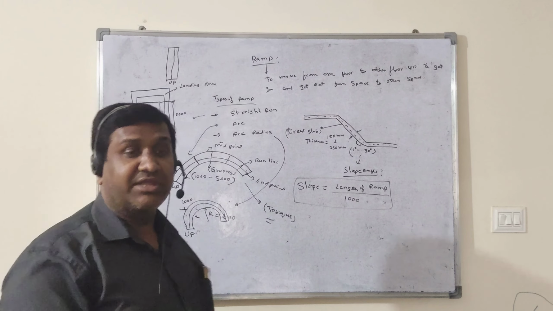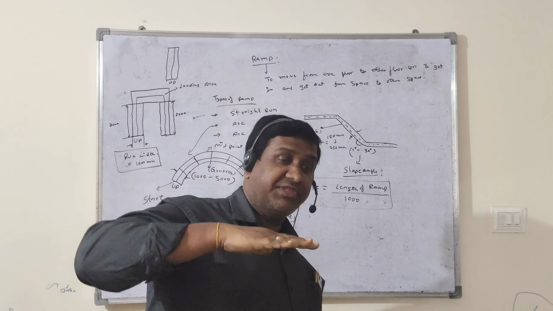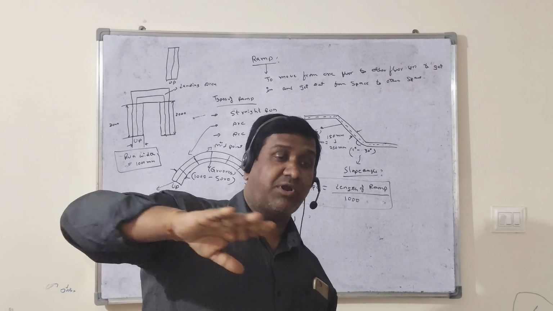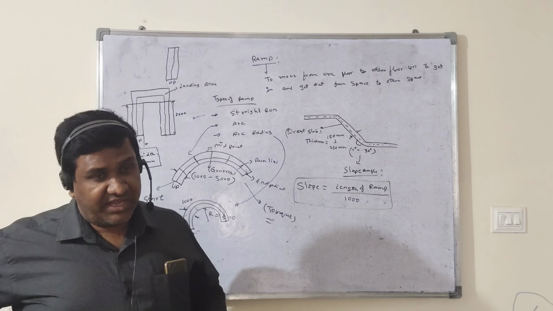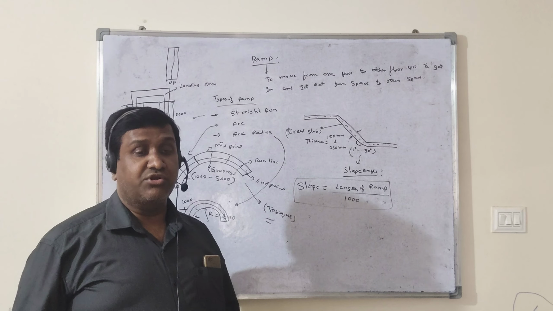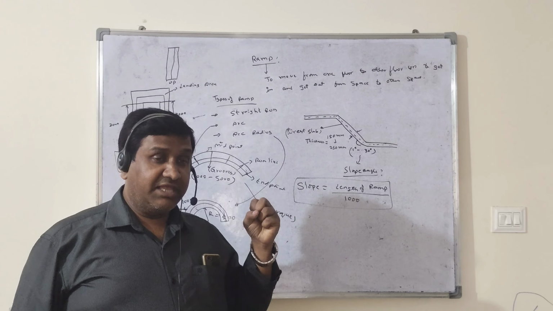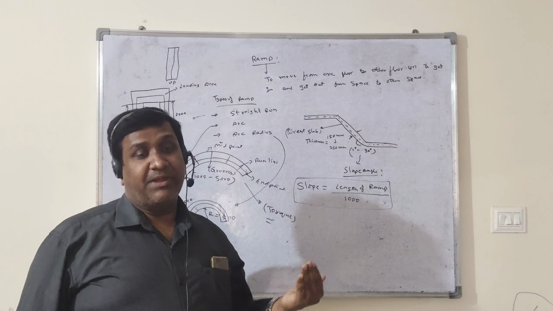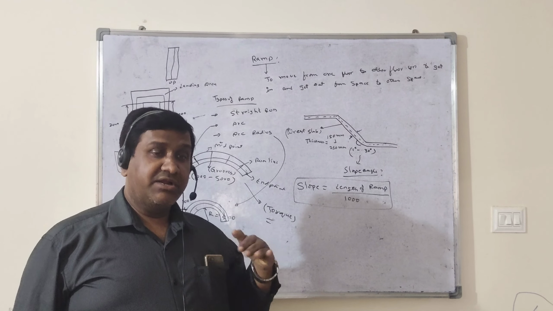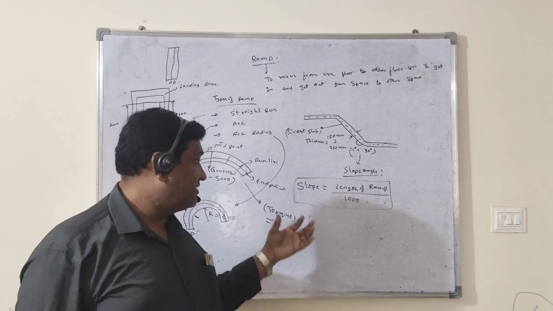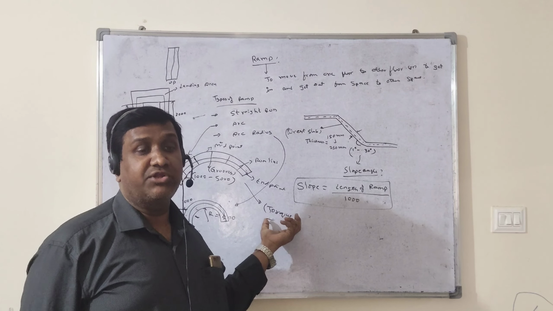So that is the reason you can see every ramp is not finished smoothly. They put some rough finishing, because the vehicles should not slip. If it has more finishing, it is going to slip. So that is the reason the torque properties are taken here.